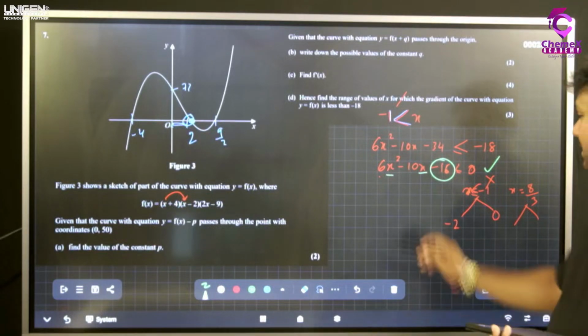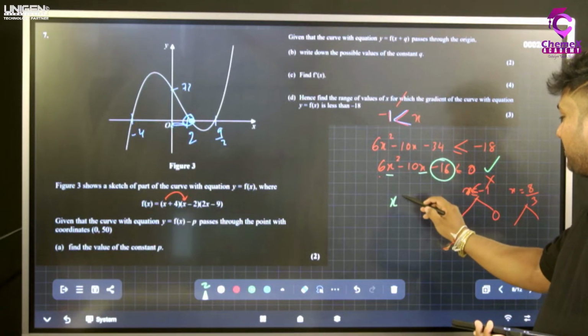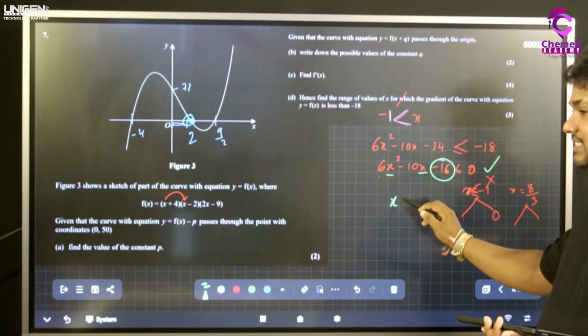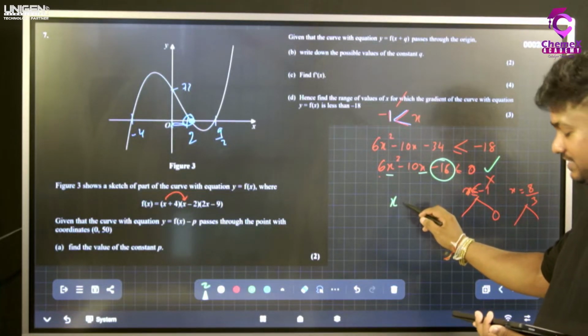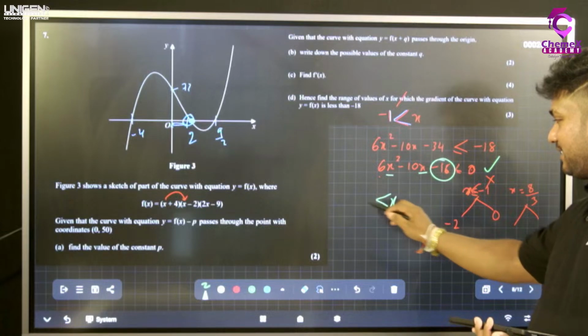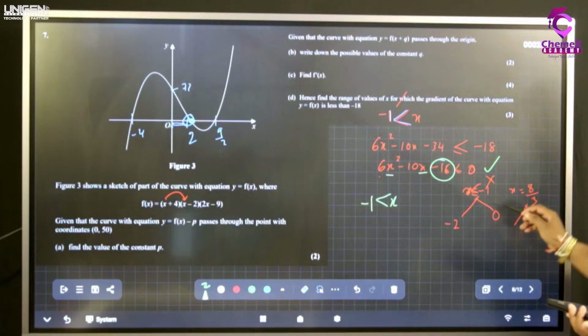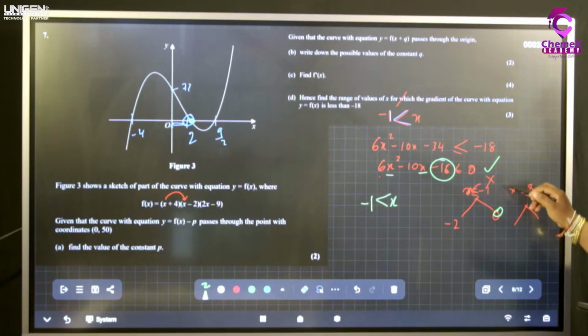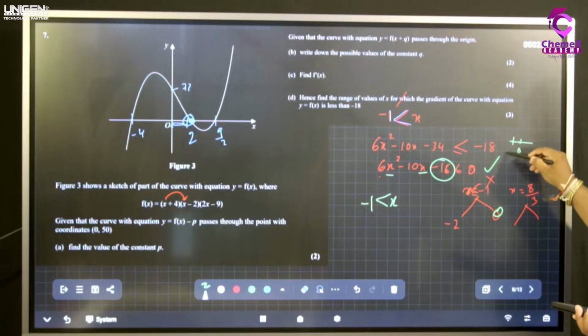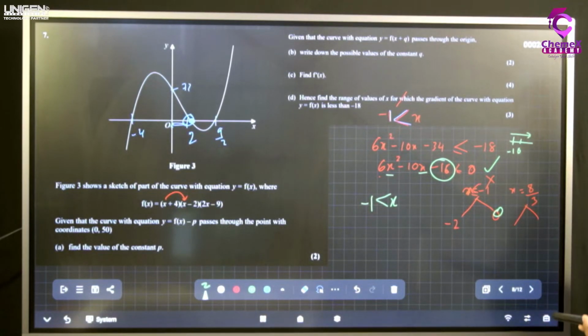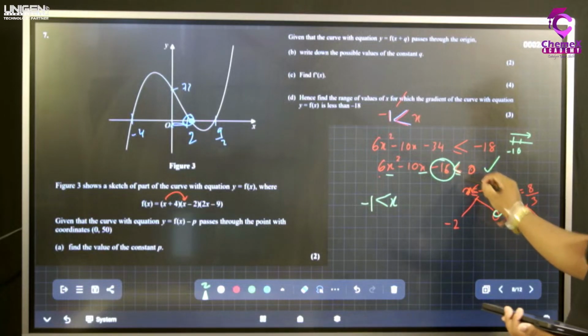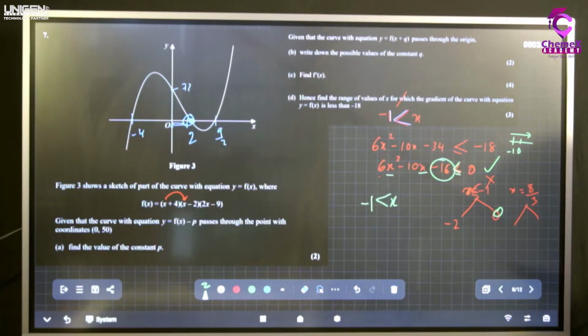Yes, sir. So x should be what? Larger than minus 1. Think of the positive side of the number line. It is when you go to this side that it satisfies. Understood? Then 8 over 3.